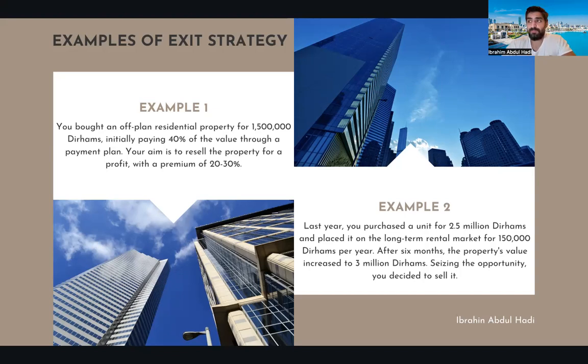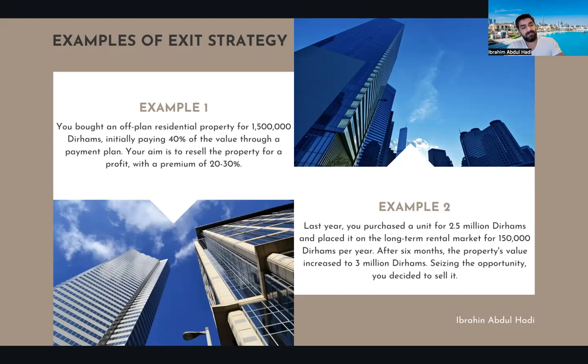Example 2: we purchase a unit for 2.5 million and we bought it for long-term rent at 150,000. After 6 months, the value of that property increased to 3 million. We bought it for rent for 1 year, so I took 6 months of the 150, which is 75. And the value became 3 million. So I already made 575,000 of that value. It's seizing the opportunity, and I decide to sell it. So this is how we are exiting the market.